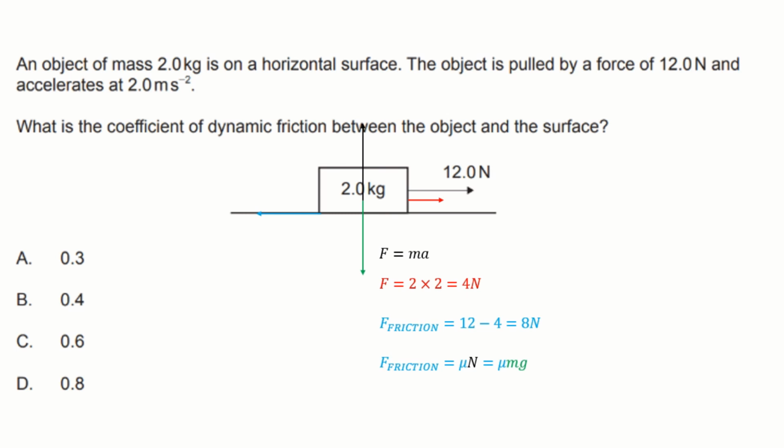It then remains for us to say, well, mu is therefore the force of friction divided by mg, which is the normal force in this case, which is 8 divided by 2 times our 10. 8 over 20 is going to give me a dynamic coefficient of friction of 0.4.